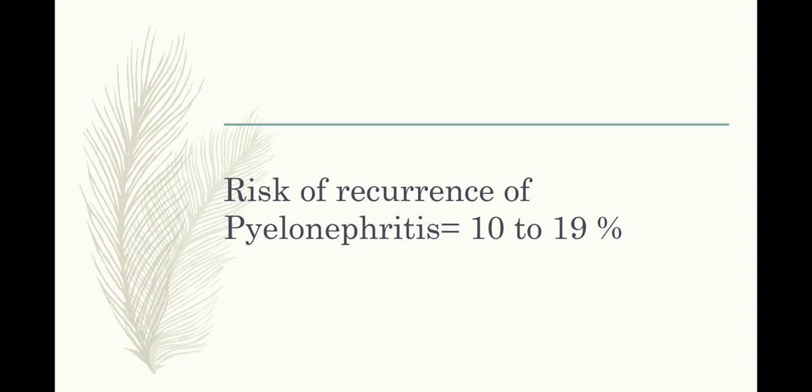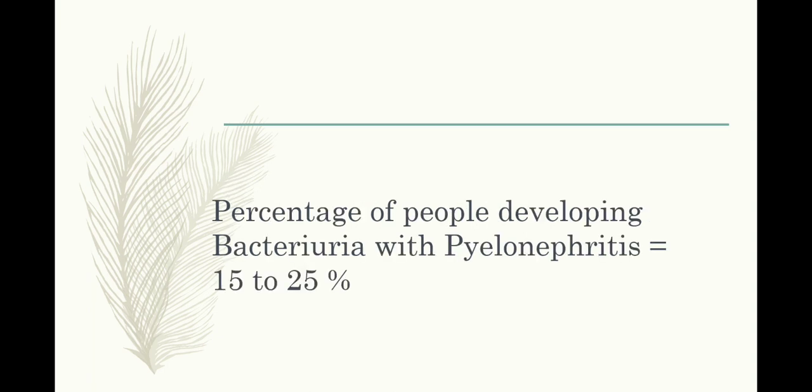Also remember that in the previous video we discussed the risk of asymptomatic bacteriuria, that was 4 to 7%. Now another percentage is that of the percentage of people developing bacteriuria with pyelonephritis. That is 15 to 25%.